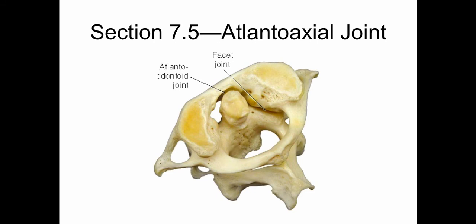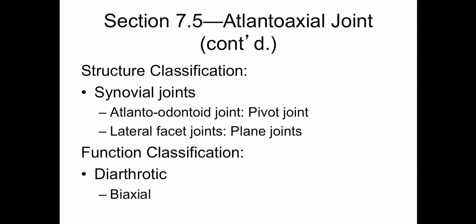The median joint of the atlanto-axial joint is the atlanto-odontoid joint. As you can see in this photo, the atlanto-odontoid joint is the dens sticking up through C1. You can see that small bone sticking up through the center there. The atlanto-odontoid joint is formed by the anterior arch of the atlas meeting the odontoid process, or the dens, of the axis. This joint actually has two synovial cavities. The two lateral joints of the atlanto-axial joint are facet joints.